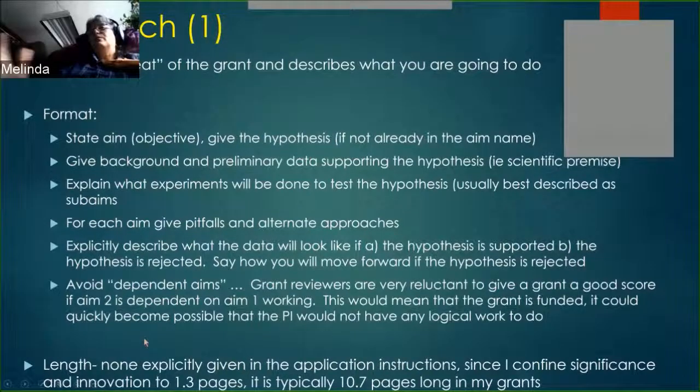Now, the length of the approach is usually not specifically given. For an R award, there are essentially 12 pages. I usually say 10 to 11 for my approach section. For your K award, let's say it's a 4-page proposal, I would probably say at least 3 for the approach, and then you could have 1 page for the significance and the innovation section.